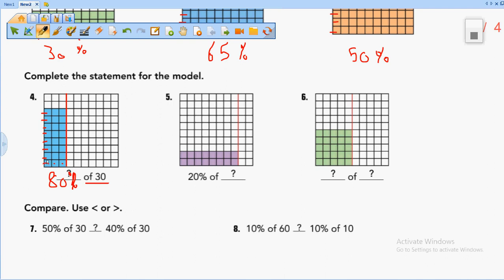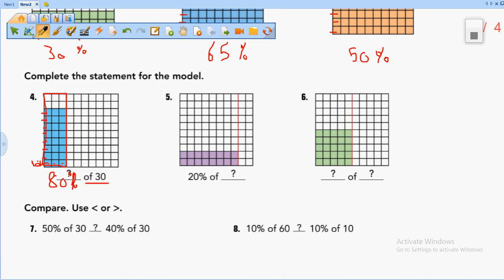Okay, you can see 10, 20, 30, 40, 50, 60, 70, 80. Each three parts is like 10%. Each three parts is 10% because the shape here is divided into three columns. So I can say each three parts here represent 10%. 10, 20, 30, 40, 50, 60, 70, 80% of 30.